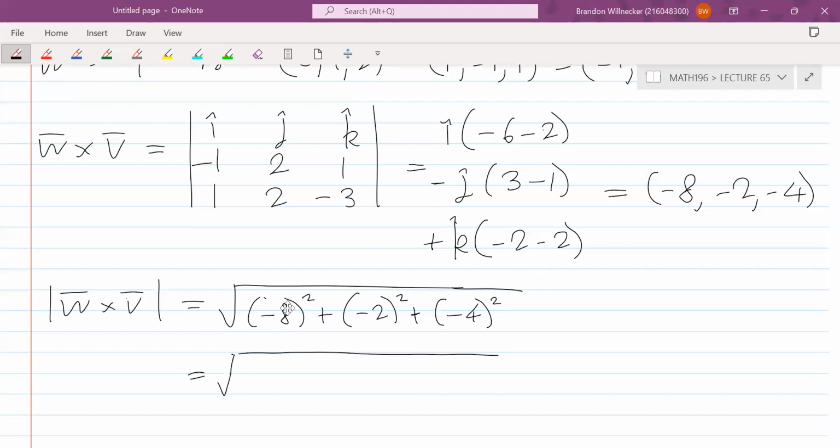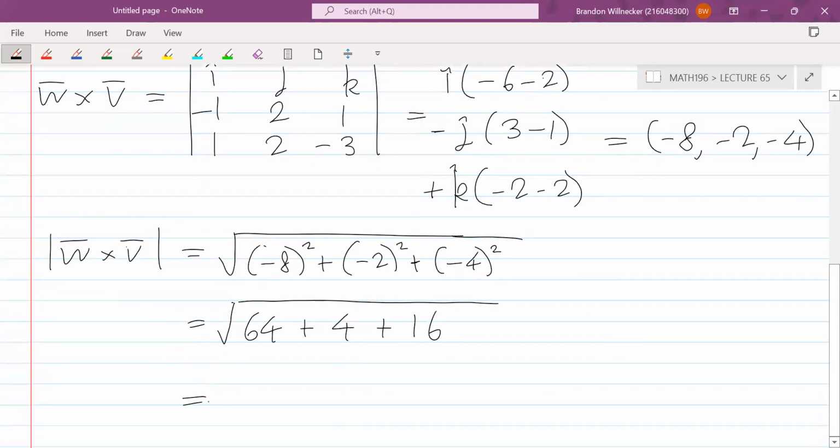-8 squared is just 8 squared, so that's 64. -2 squared is going to be 4. And -4 squared is going to be 16. So 16 plus 4 is 20, plus 64 is 84. So we get root 84. You might be able to simplify that now, but let's just leave it like that until the end. So that's W cross V.